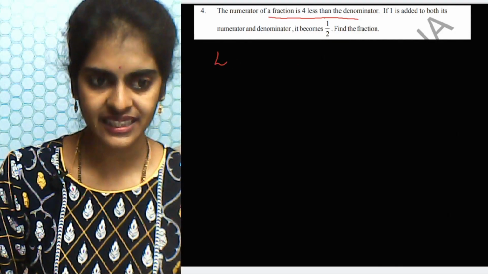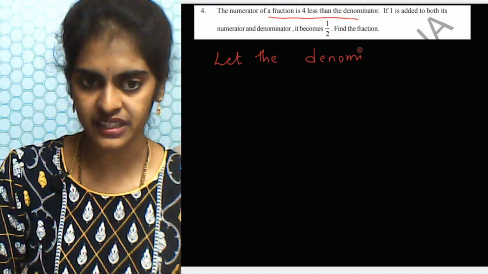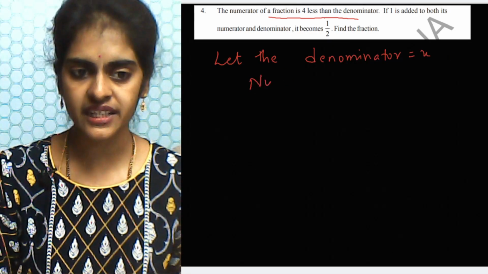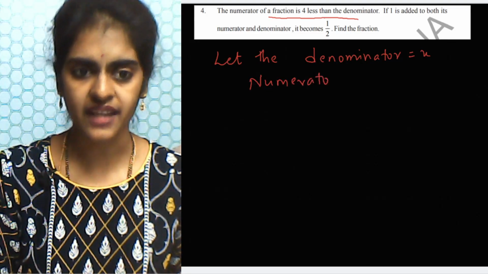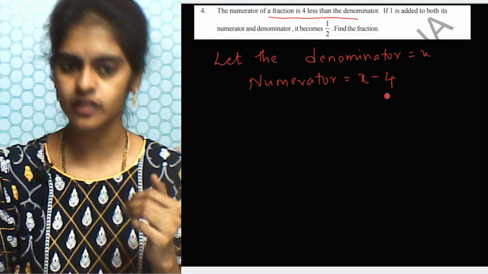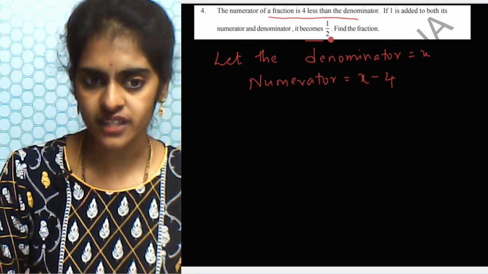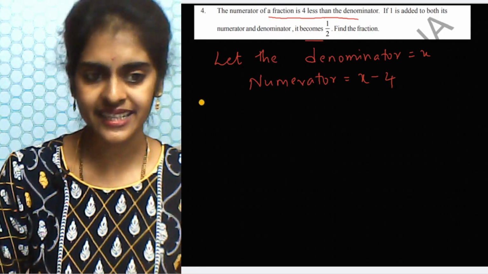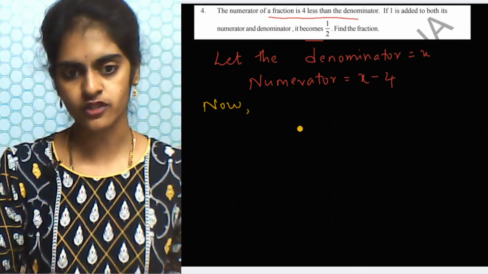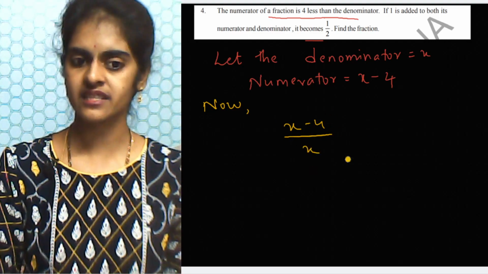So let the denominator be x. Since numerator is compared with denominator, we shall take the denominator as x. So what is numerator? Numerator is nothing but 4 less than denominator. That means you have to subtract 4 from this denominator. So numerator is x minus 4. Now what is the condition? See the next condition. If 1 is added to both numerator and denominator, numerator is x minus 4, denominator is x. So this is the fraction.